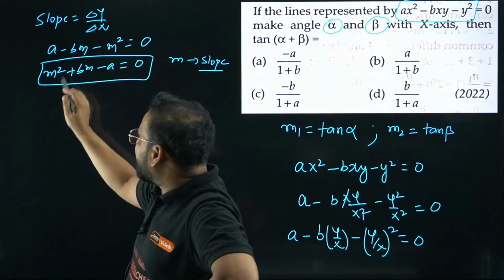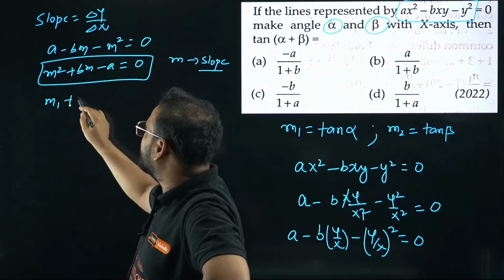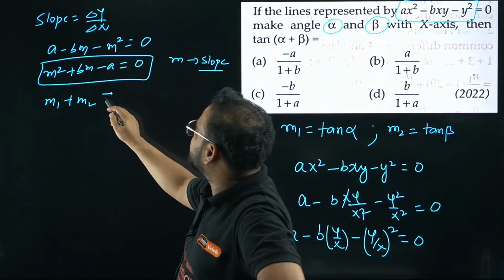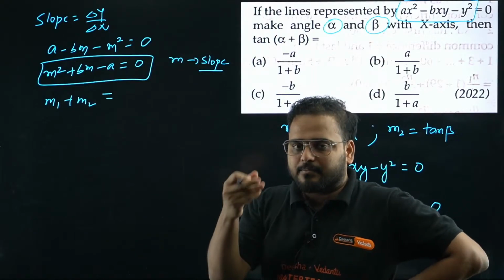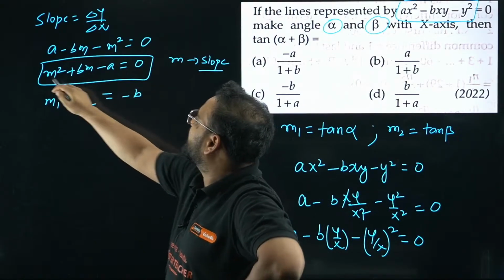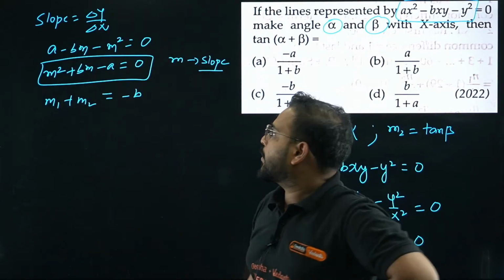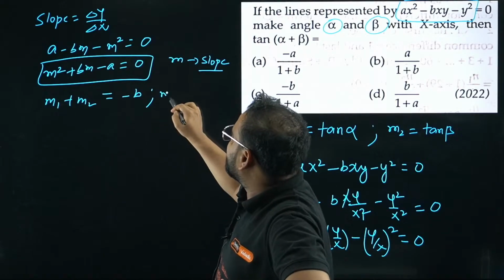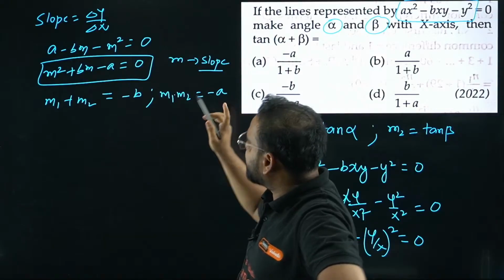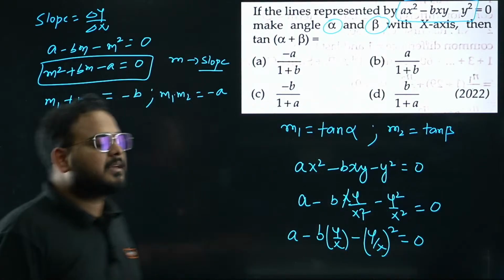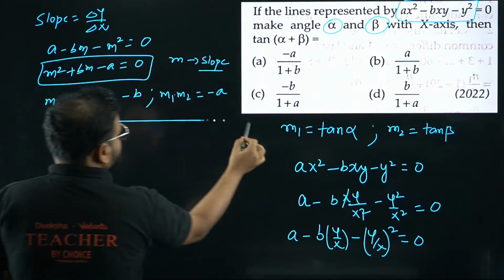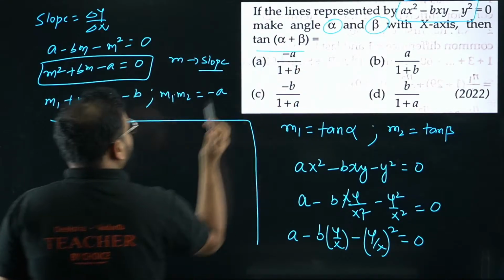If I have roots as m1 and m2 for the first and second lines, m1 plus m2 will be given by, sir, what is it? Coefficient of the degree 1 term divided by degree 2, with a minus sign, so minus b by 1, simply minus b. Whereas the product m1 into m2 will be simply c by a. What is c in this case? Simply minus a. So I'm getting the sum of the slopes as minus b and the product as minus a. From here the question changes. What are they asking? Tan of alpha plus beta.